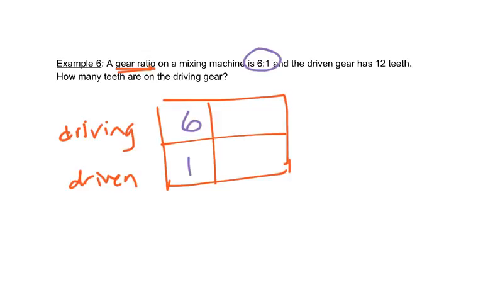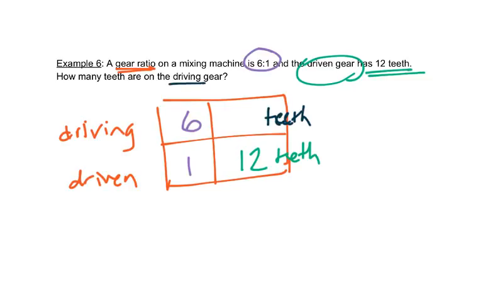It's really telling us the driving gear is 6 times as big as the driven gear. And then it tells us the driven gear has 12 teeth. So we're going to put that across from the driven, which is 12 here. And this is measured in teeth. And then it wants us to know how many teeth are on the driving gear.